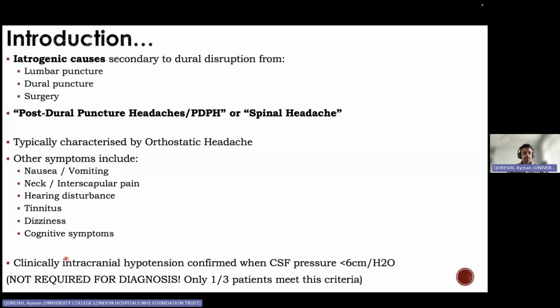In the international headache classification, intracranial hypotension is confirmed when there's a CSF pressure of less than 6 centimeters of H2O. That obviously requires an invasive procedure to be able to tell you that the CSF is low, and it's not required for diagnosis. You don't need to perform a lumbar puncture or some form of pressure monitoring to confirm a CSF pressure of less than 6 to say that there is symptomatic intracranial hypotension.